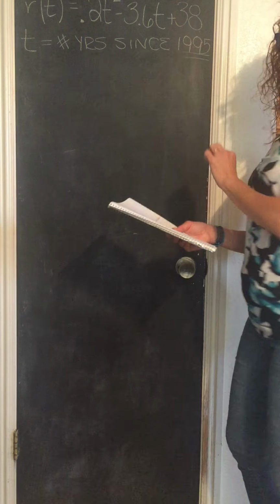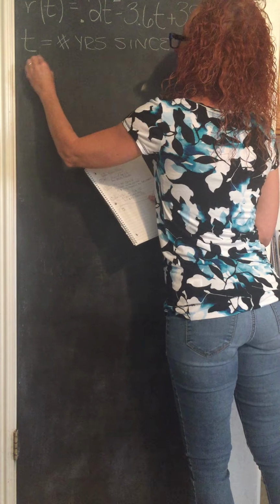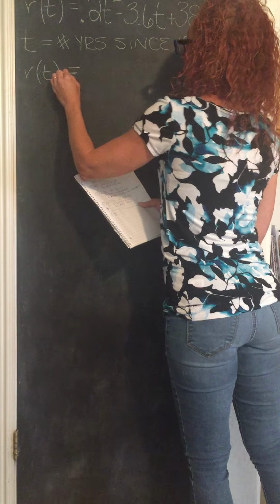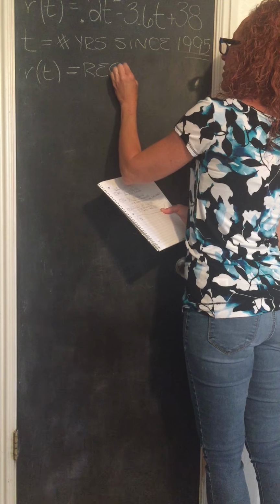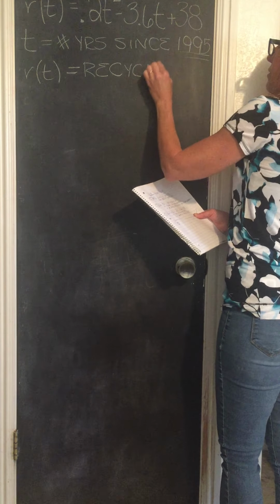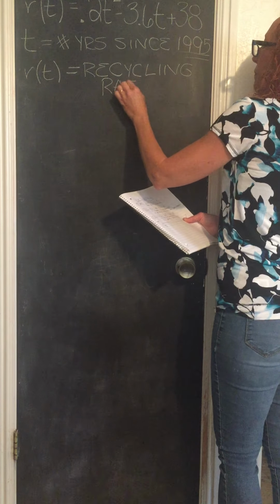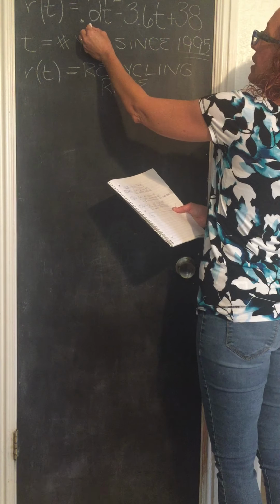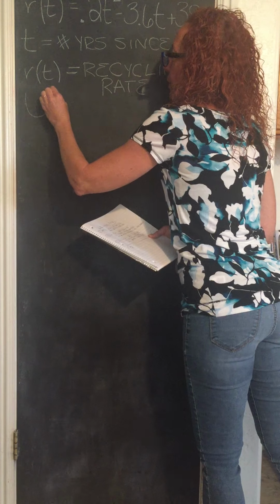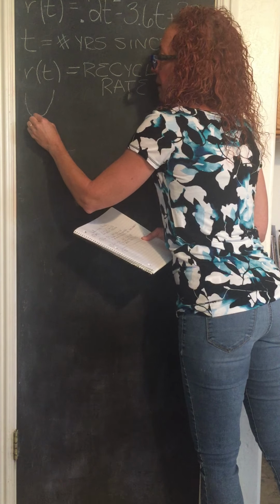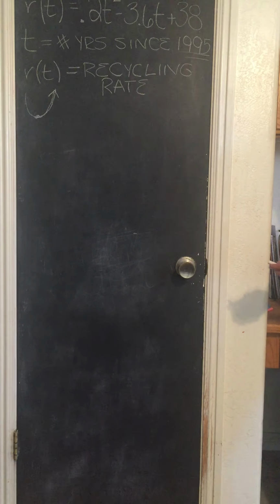This will play an important role when we get to the end. And then R of t stands for our recycling rate. So what percentage of the population is recycling? And this is a positive number, so we're looking for a minimum value. So at some point it hit a minimum and then it started to go up from there. And what was that minimum value?